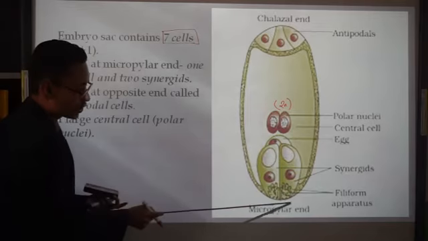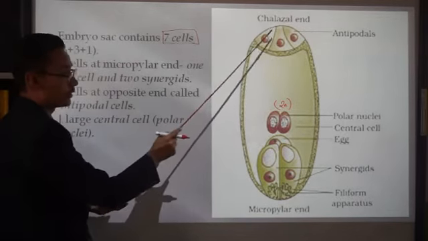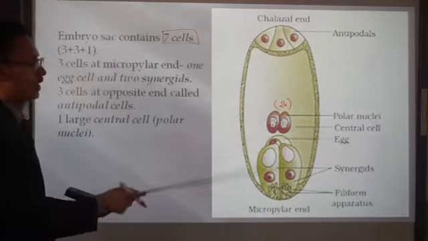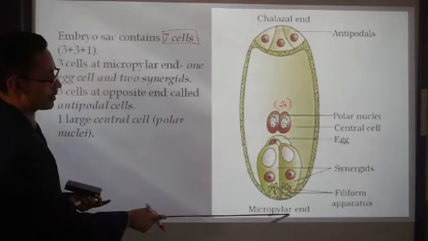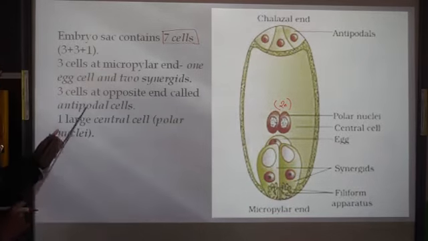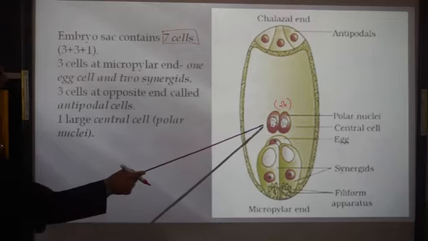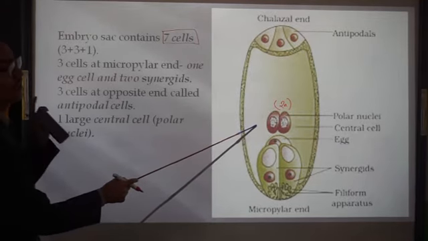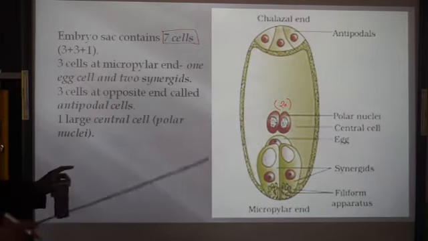Now, opposite to the micropylar end, we have the chalazal end. There are 3 cells, known as antipodal cells. Next, we have the large central cell, or we can say the central polar nuclei cell. Clear? So what have we learned?